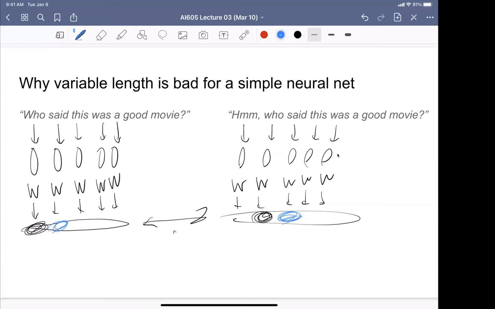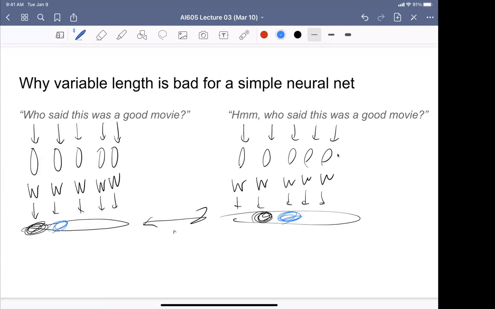Now you see what the problem is. If you have this variable length, it didn't change the meaning at all, but this is really bad, especially for text when we are using word embeddings for text classification. And of course, the length has changed too. So it's not intuitive how we can handle a longer sentence or even a shorter sentence. So that's exactly the problem with using anything as simple as simple neural networks for text.